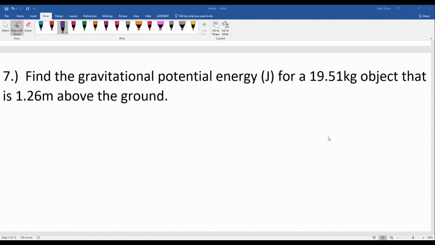So think about something being up on a hill or above the ground. It has potential because if you let it go, it'll start to move or start to slide as it's moving downward. Don't worry about this one.